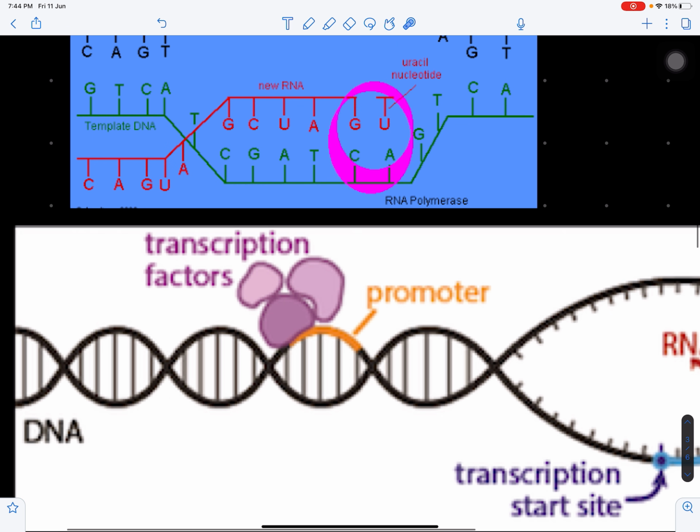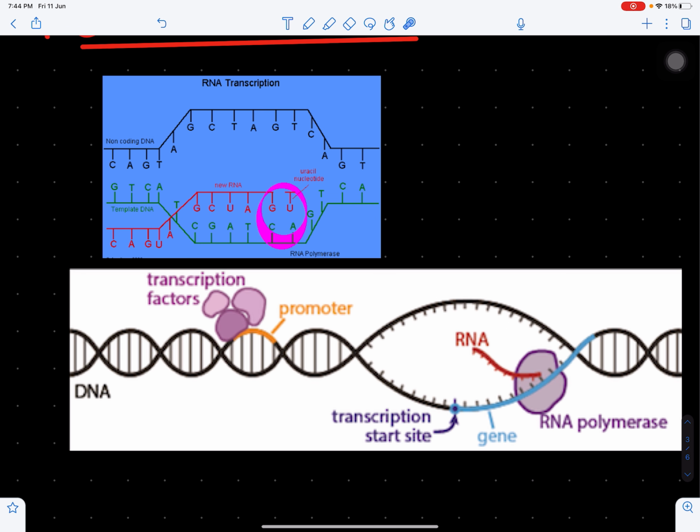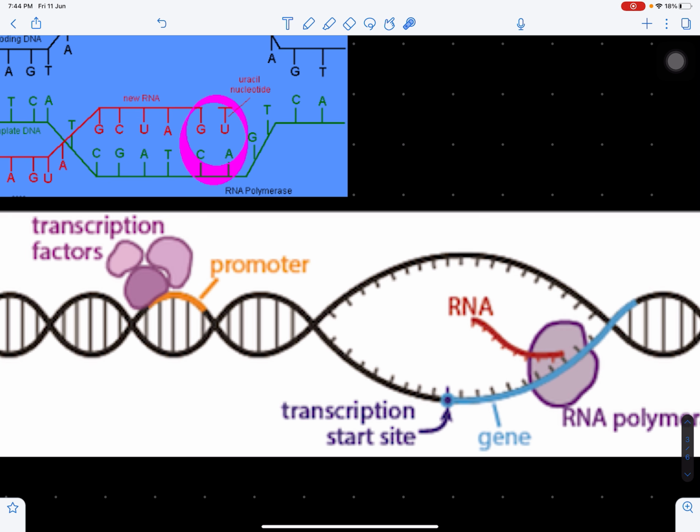Now we can again see this in this diagram. These are the transcription factors, the promoter region, and this is the unwinding of DNA. Now this is the initiation site of the transcription. Here RNA polymerase will first bind, it will keep on moving, and this RNA transcript is being produced. So this is the gene, the blue colored gene, which is forming the RNA.